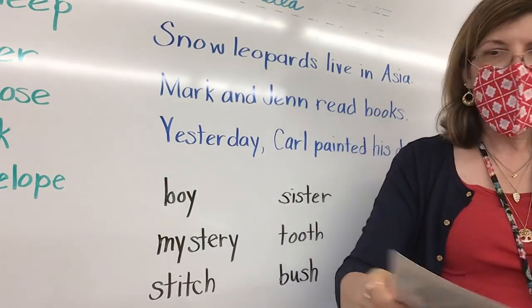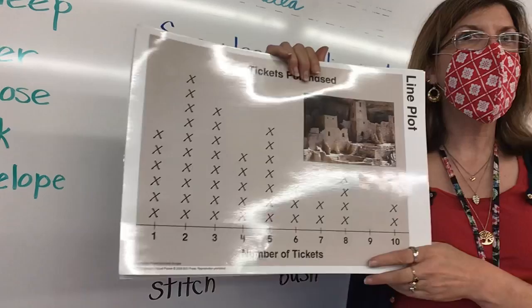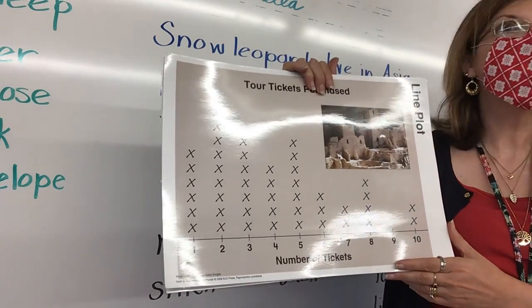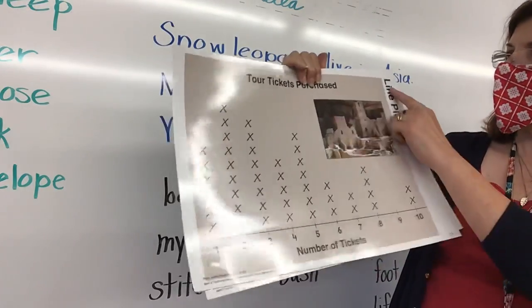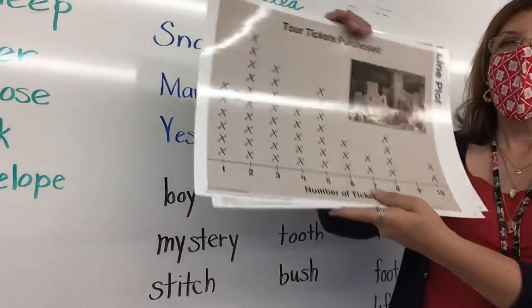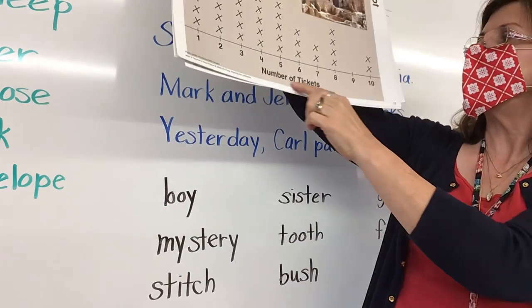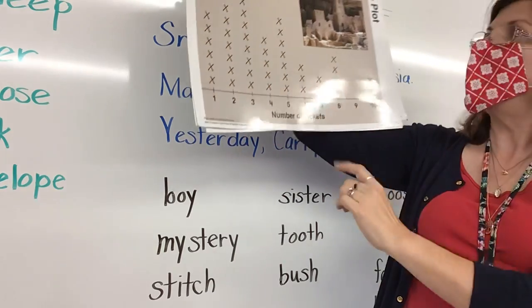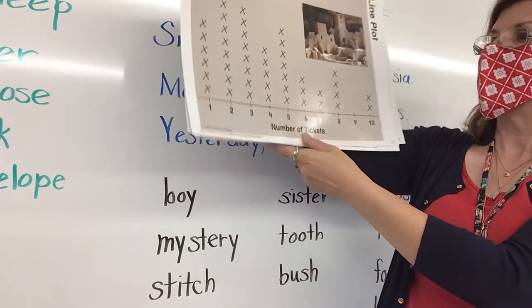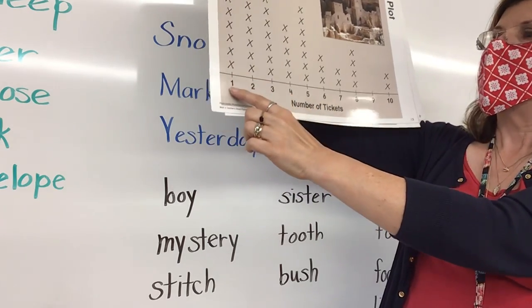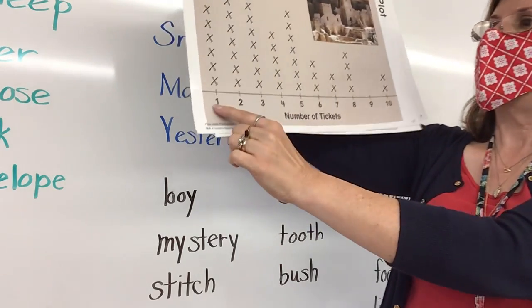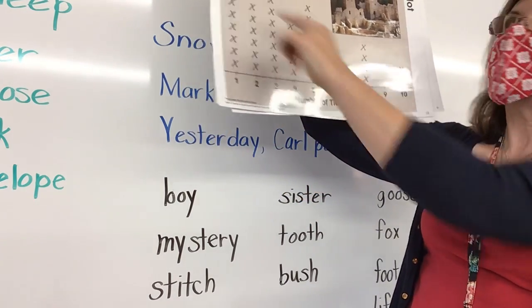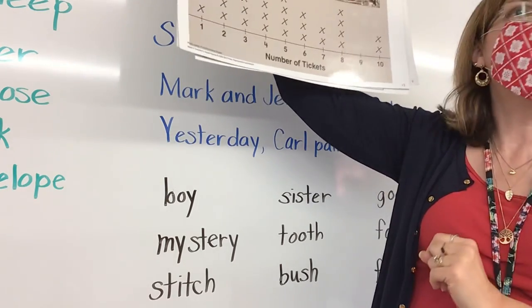All right, then we also learned about this. Can anybody remember what this one was called? Line plot. Oh, it does say it right there, line plot. So you had to look at the bottom, like this said, number of tickets. And this is how many people bought that many tickets. If you say one, that's one ticket. So how many people only bought one ticket? 1, 2, 3, 4, 5, 6. 6 people just bought one ticket.